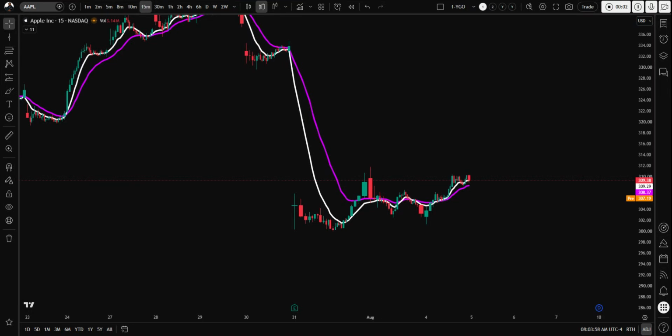Let's get to it. Apple is sitting right inside my PD15 box this morning, and this is where impatient traders get chopped up. If price closes above 310.42, buyers may be taking control, but if it loses 308.88, sellers can take this lower. Let's build the plan before the bell.